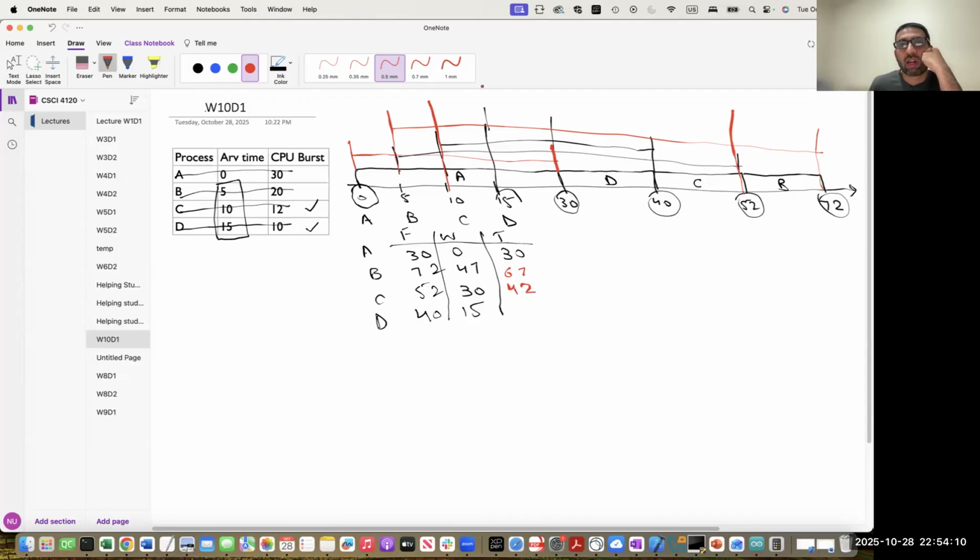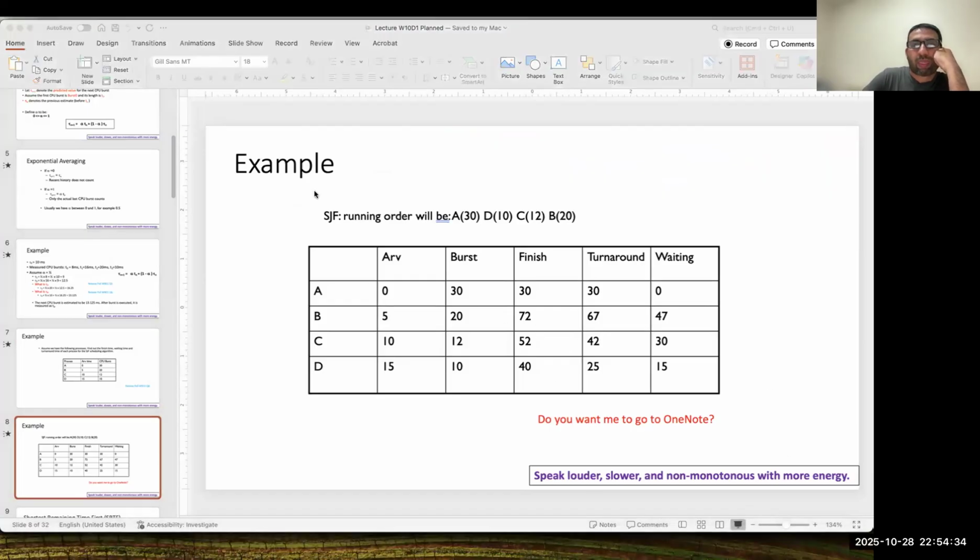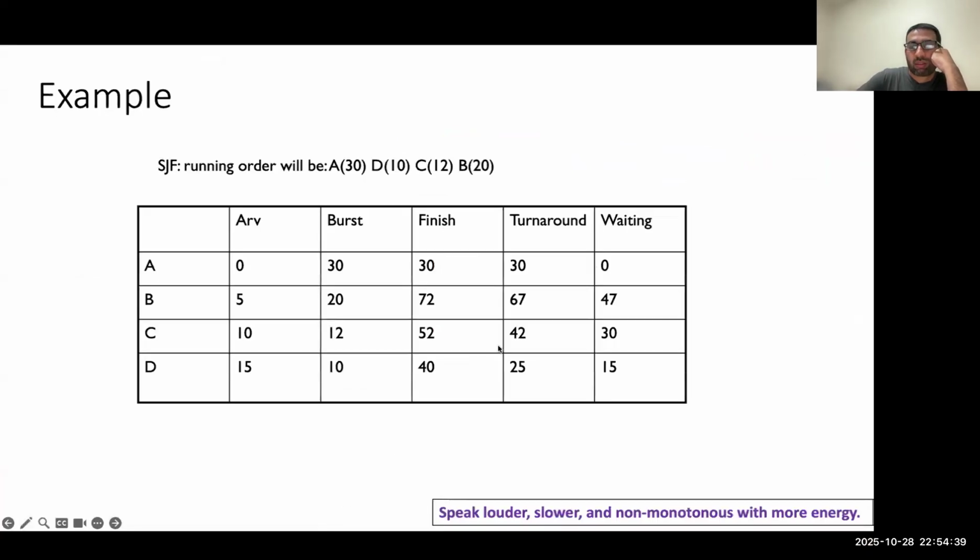And D arrived at 15 and it completed its execution at 40. So 40 minus 15, 25, right? I hope I have the correct solution. Okay. Any questions? No? Okay. Makes sense. Thank you.